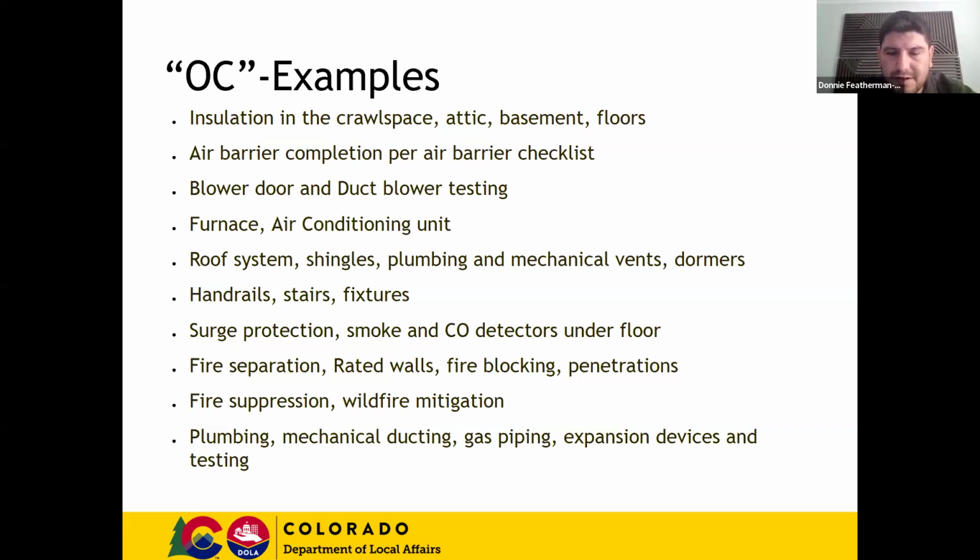Okay. Furnace, air conditioning units, roof systems, shingles, plumbing, mechanical vents, dormers, handrail, stairs, fixtures, surge protectors or surge protection, smoke and CO detectors, under the floors. It could be fire suppression, rated walls, fire blocking penetrations, wildfire mitigation, plumbing, mechanical, gas piping, expansion devices, and testing. The testing's really going to be related to the plumbing, gas piping, and fire suppression, things that need final connections at the site location and have to have tests for those components being installed at the site.